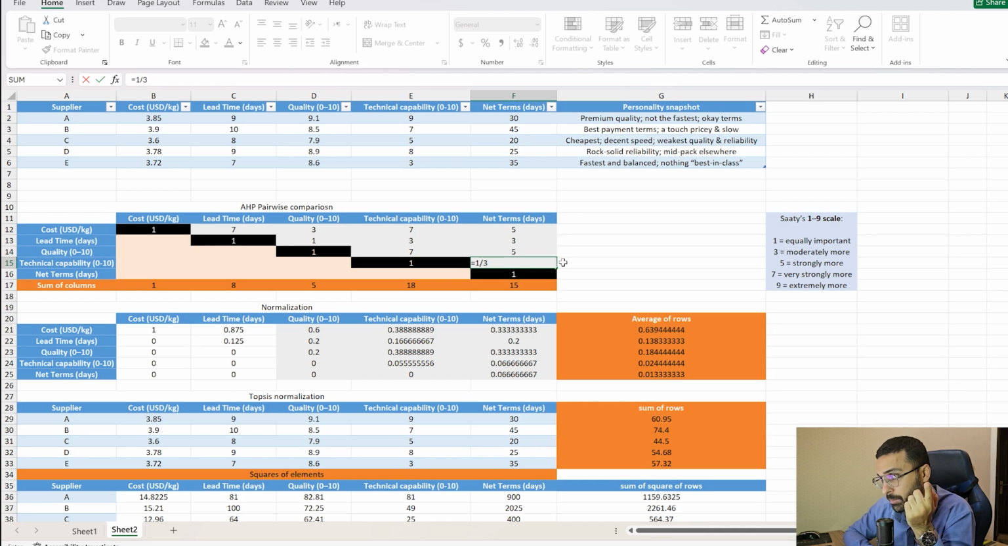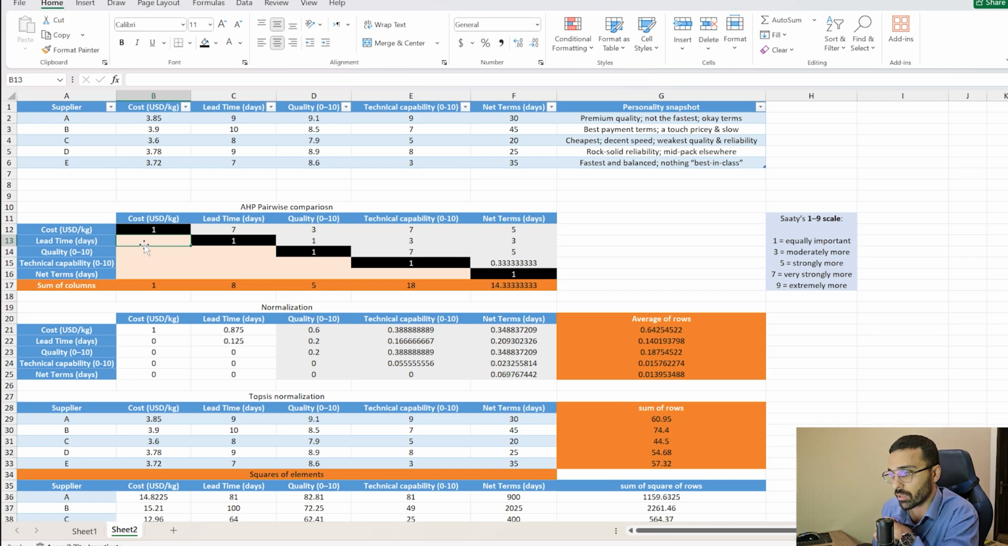For the technical capability against net terms, I'm going to use 1/3 here. That is because I believe the net terms are more valuable than the technical capabilities, and this is why I'm using 1/3. So be careful whenever you're comparing criteria. If the latter criterion is more important, you have to perform a division and put the divided number there. Now that we have the top part of our matrix above the diagonal, we can calculate the below section by dividing 1 by the top elements.